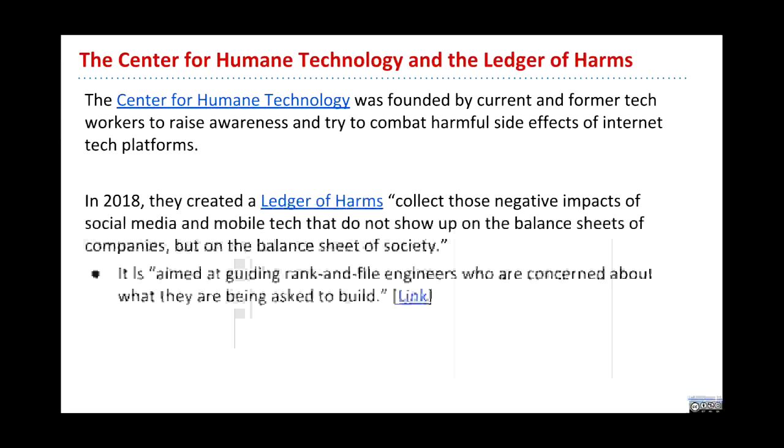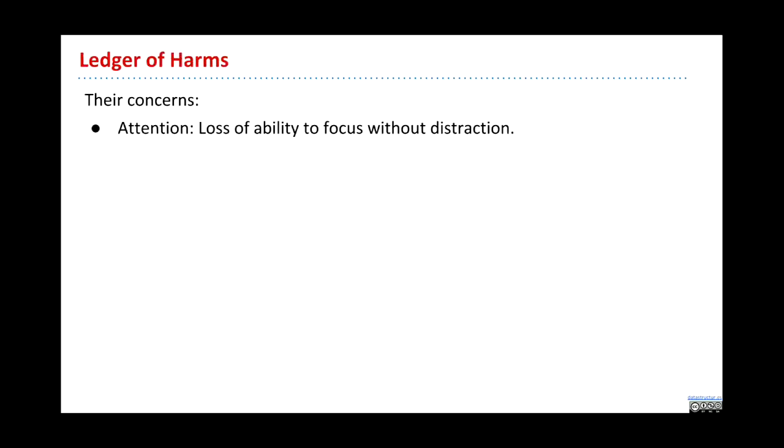Some of you will end up being software engineers, so you're part of the audience concerned about what they're being asked to build. In particular, they're worried about attention. This is their current list. This is the alpha list. Of course they call it an alpha because they're computer nerds.